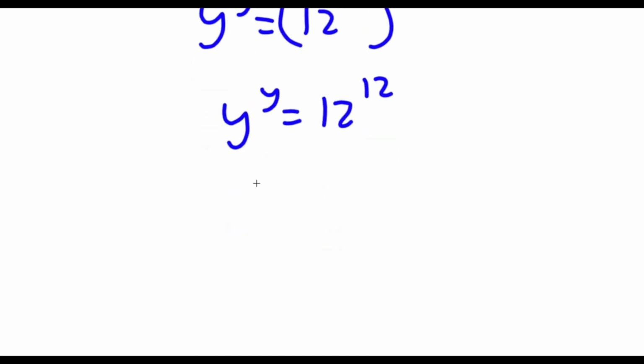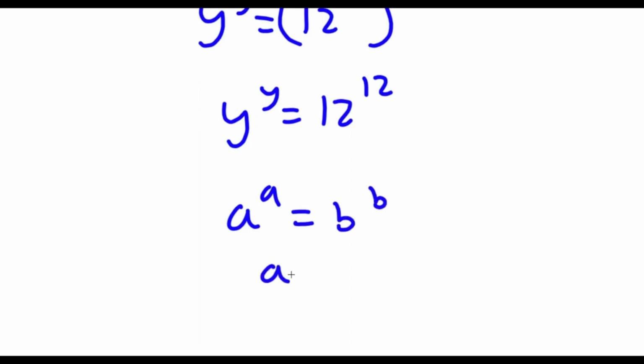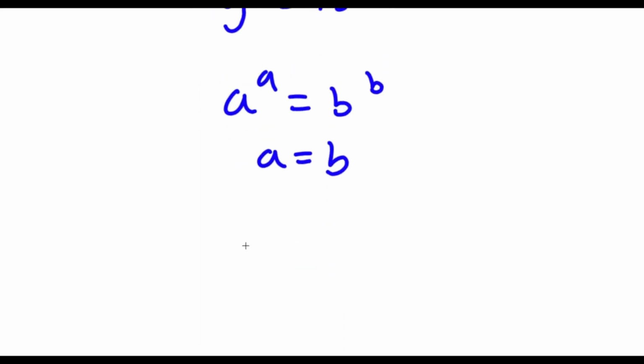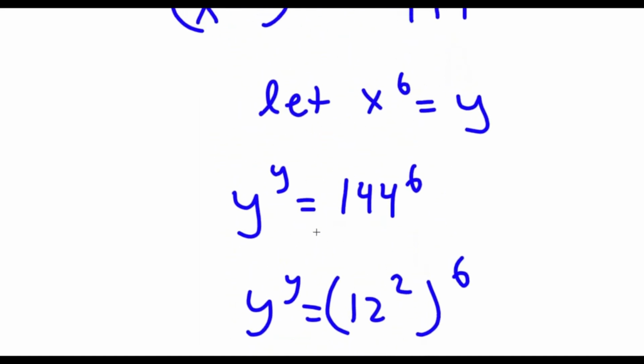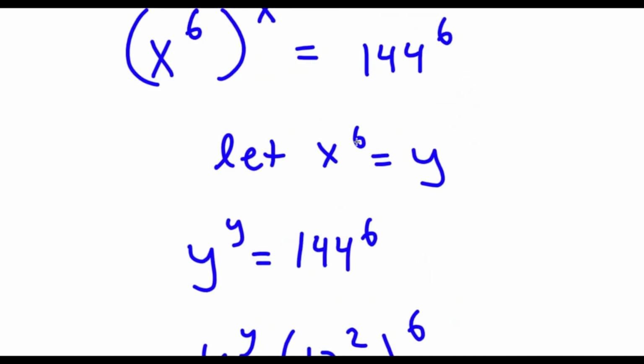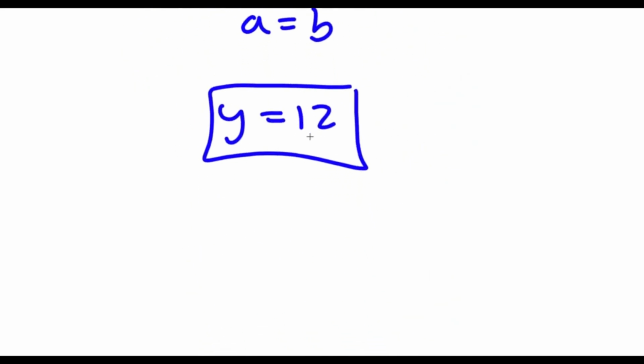Now if I have something in the form a to the power of a is equal to b to the power of b, this means that a is equal to b. So in this case, y is equal to 12. However, remember, we're not solving for y, we're solving for x. And x to the power of 6 equals y. So now that we know that y is 12, this means that x to the power of 6 is equal to 12.